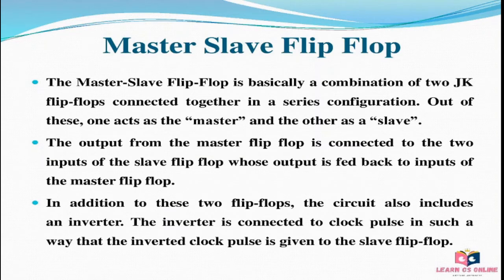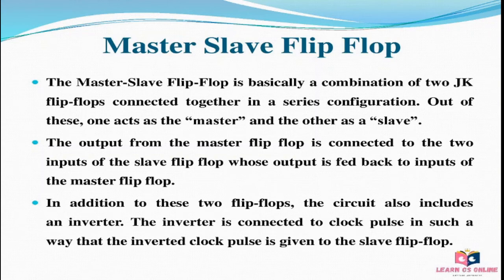The master-slave flip-flop is basically a combination of two different JK flip-flops connected together in a series configuration. Out of these, one acts as the master and the other as a slave. The output from the master flip-flop is connected to the two inputs of the slave flip-flop, whose output is fed back to inputs of the master.